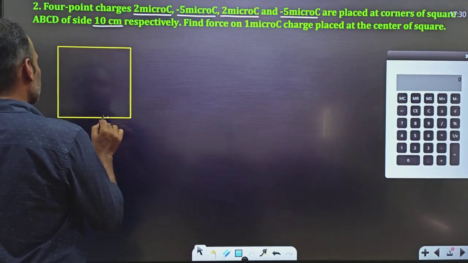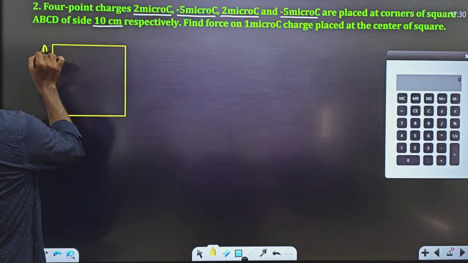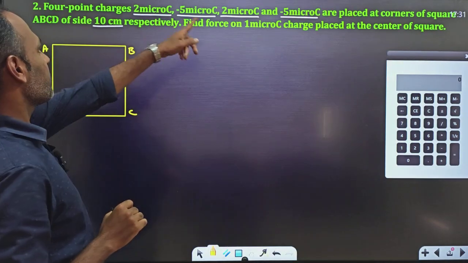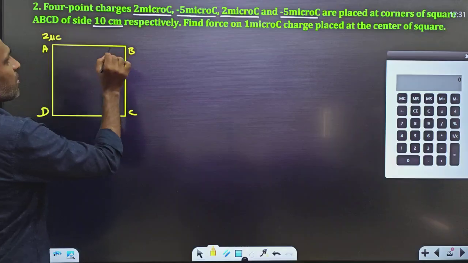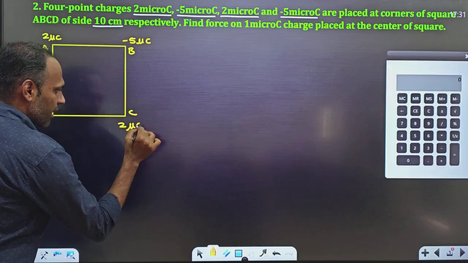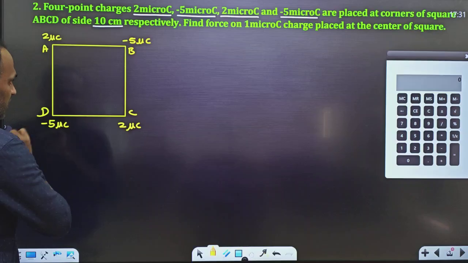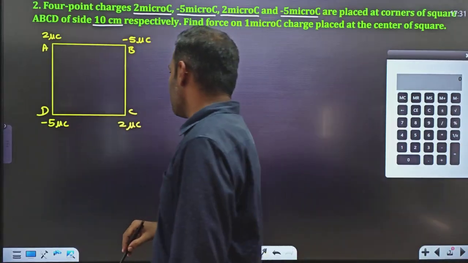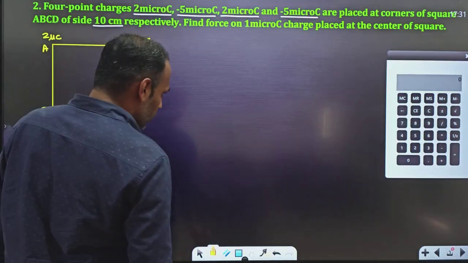See, this is the square and its name is given as ABCD. Four charges are placed. At point A it is 2 microcoulomb. At point B it is minus 5 microcoulomb. At point C it is 2 microcoulomb. At point D it is minus 5 microcoulomb. These charges are placed at the 4 corners. The side of the square is 10 centimeter. Correct?